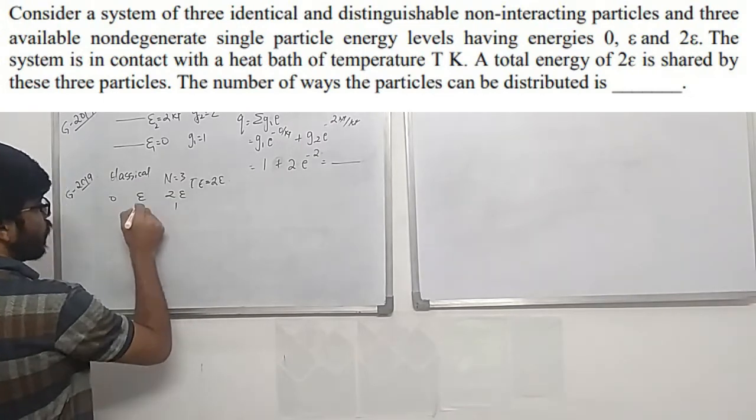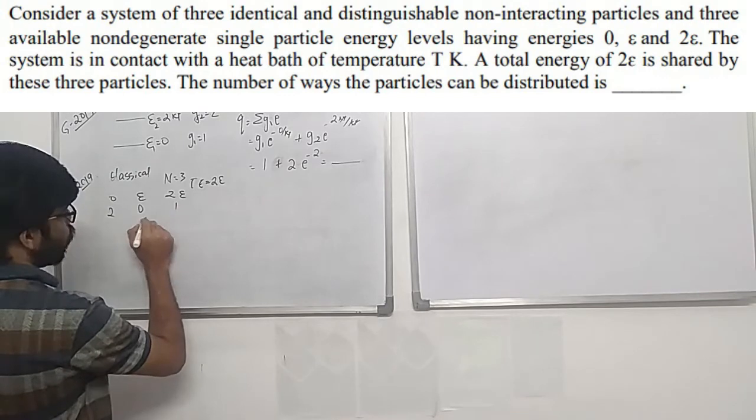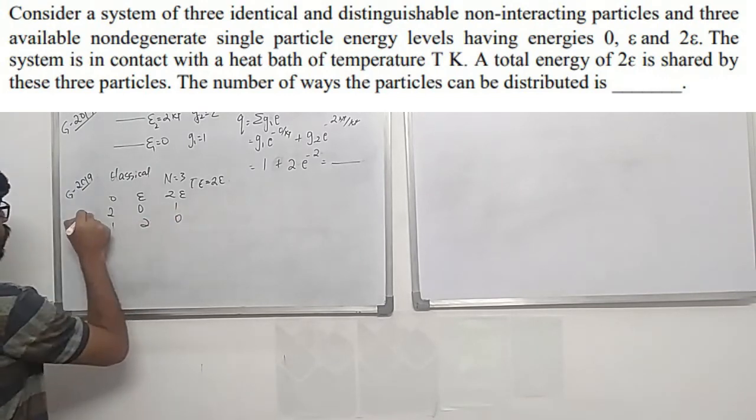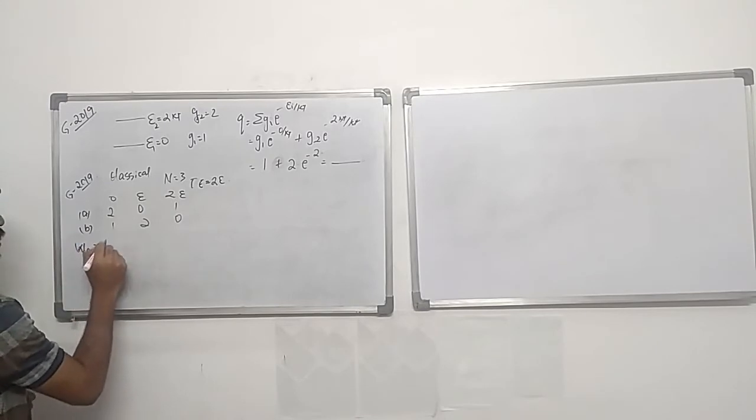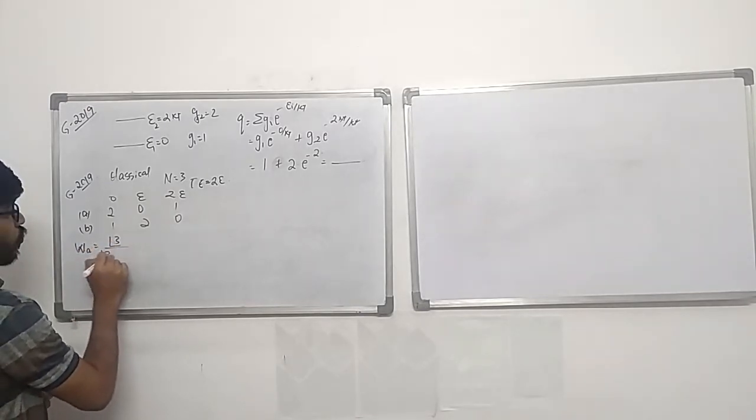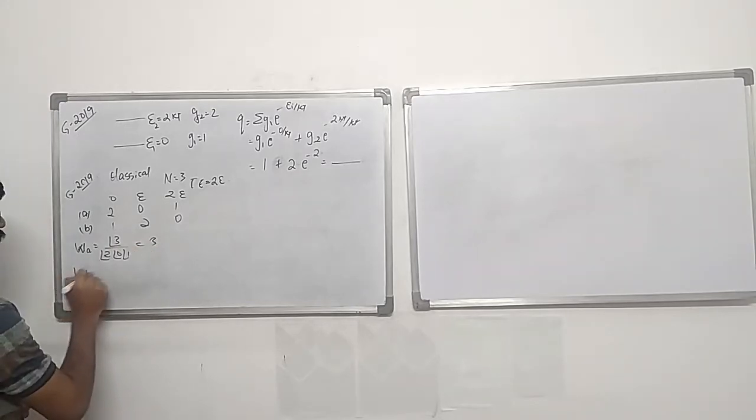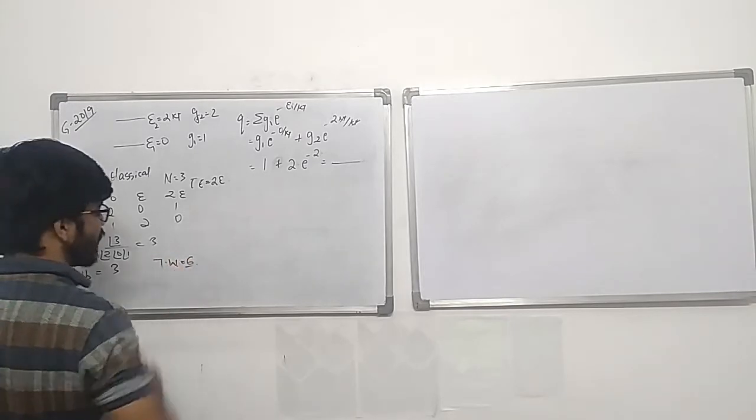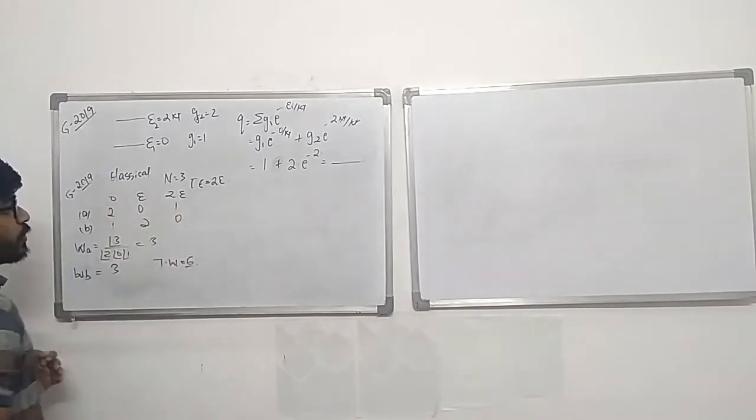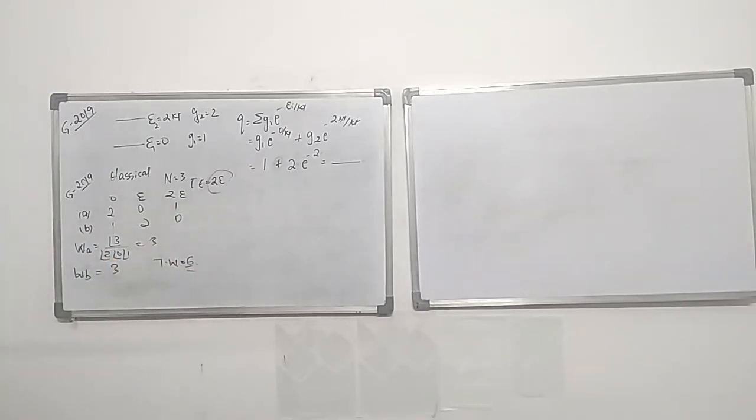So either 1 can be here, 0 here, 2 here, or 2 here, 0 here, 1 here. So A, B. So let's say W_A is equal to 3 factorial by 2 factorial, 0 factorial, 1 factorial. This is 3. Similarly, W_B will also be 3 and total W will be 6. So there are 6 possible ways to arrange these particles to get total energy of 2 epsilon. So the answer is 6.